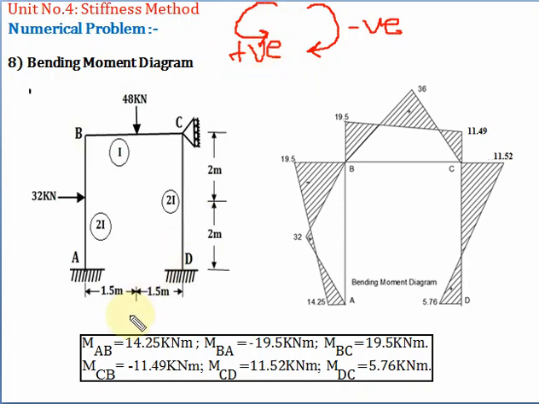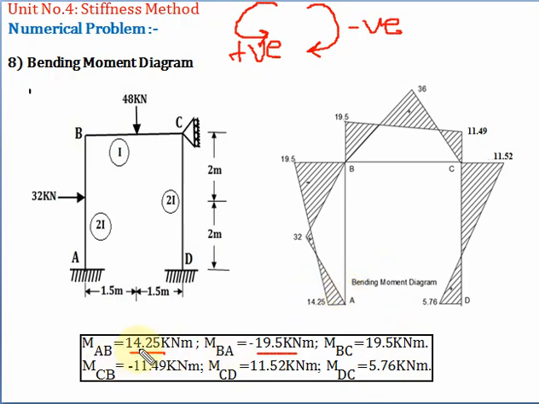Okay. Now here the moment in member AB is plus 14.25, that means this moment is acting in the anti-clockwise direction. The moment in member BA is minus 19.5, that means this moment is acting in the clockwise direction. Now here you have to draw the bending moment diagram.